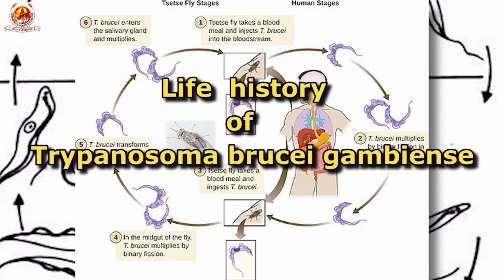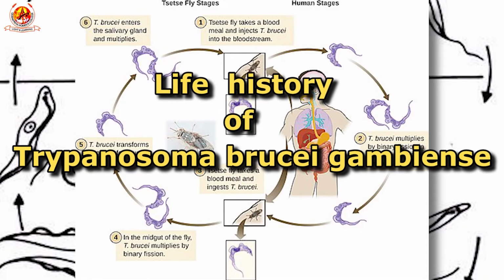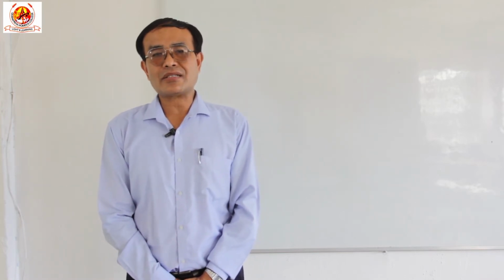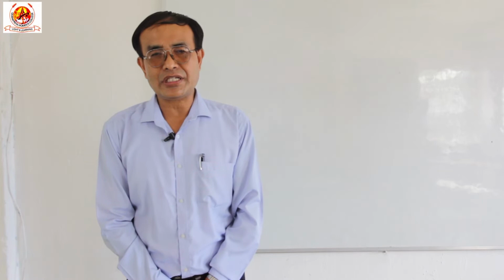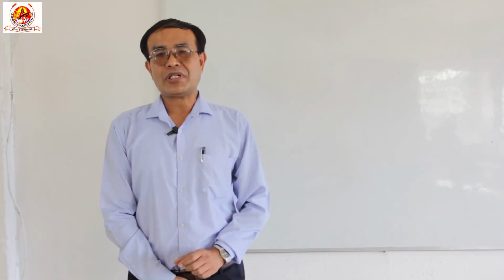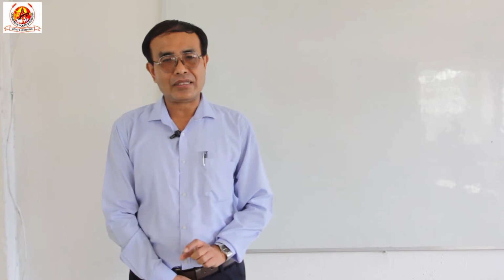Next, let me explain the life history of Trypanosoma brucei gambiense. The life history is completed in two hosts. The first is the primary host, that is man. The second is the secondary or intermediate host, that is the blood-sucking fly, scientifically known as Glossina palpalis, commonly known as the tsetse fly. So it consists of two parts. One part is the life cycle in man.